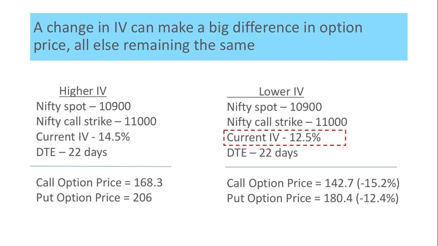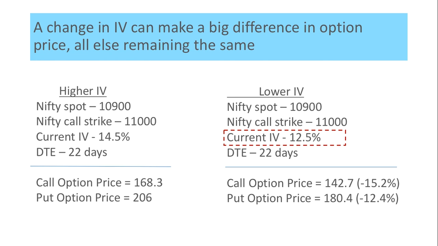Let's ground this with an example. Even a small change in implied volatility can make a very big difference to the profit and loss depending on whether you're a buyer or you're a seller. So, let's consider a scenario where the implied volatility is higher. Here we consider a scenario where the Nifty spot is 10,900, the current price of Nifty is at 10,900, and we sell a Nifty call at 11,000. And the current implied volatility is 14.5%.